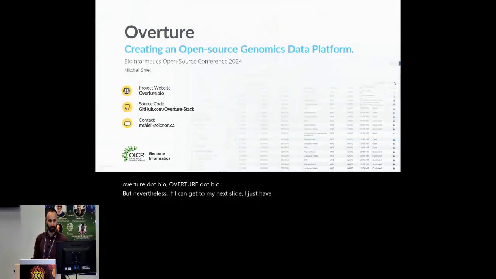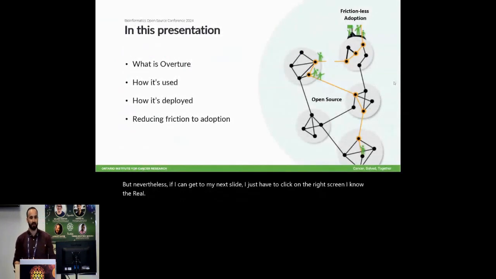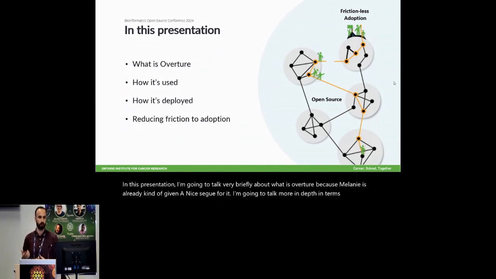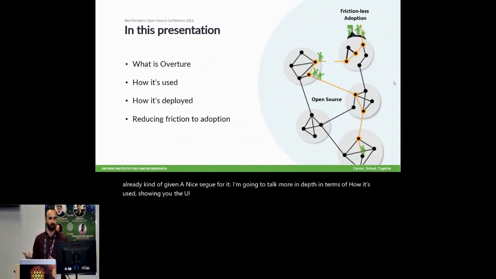In this presentation, I'm going to talk very briefly about what is Overture because Melanie has already given a nice segue for it. I'm going to talk more in depth in terms of how it's used, showing you the UI and how a user would typically interact with it. And then I want to talk about how it's deployed. And then some of the resources, this is what I'm really excited about, that we're developing in terms of reducing friction towards adoption, what I call frictionless adoption, which is a serious trouble for microservice architectures.